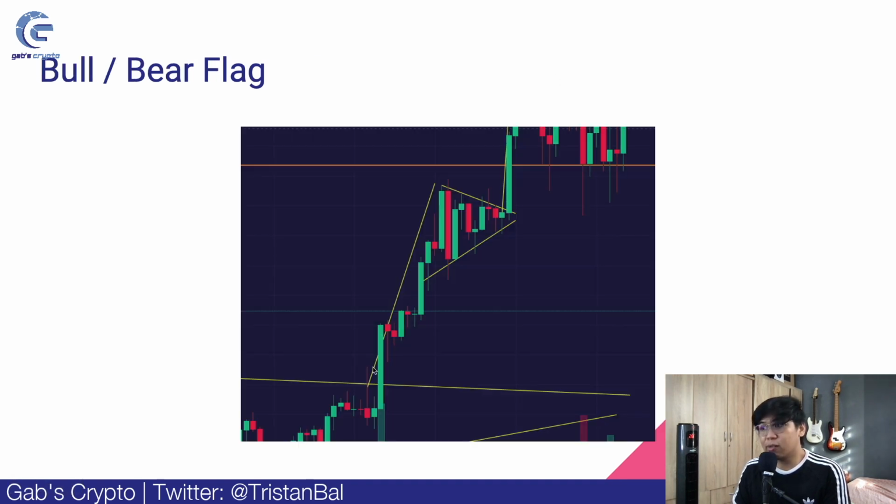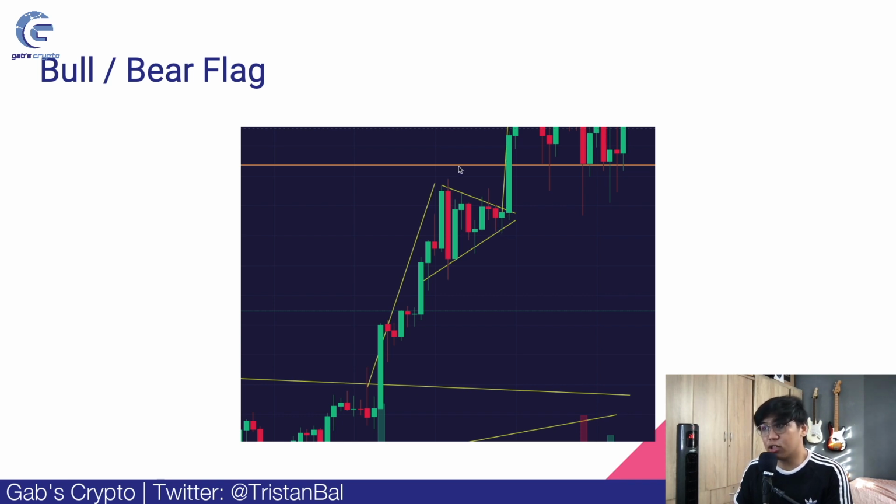Bull or bear flag, ibig sabihin lang nun, if galing tayo sa massive pump, and then nag-consolidate siya at this point, then this would mean na we are seeing a bull flag. So, meron tayong pole and then may flag. And then, kinukuha natin yung movement. If nag-consolidate siya dyan yung possible point of breakout natin. Kaya aakit yung price natin.